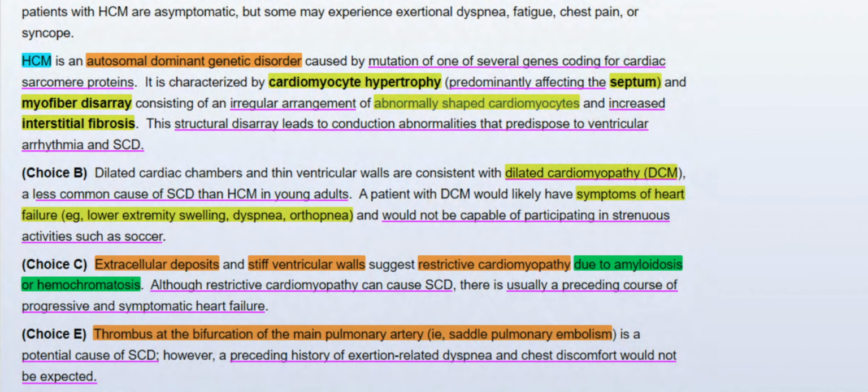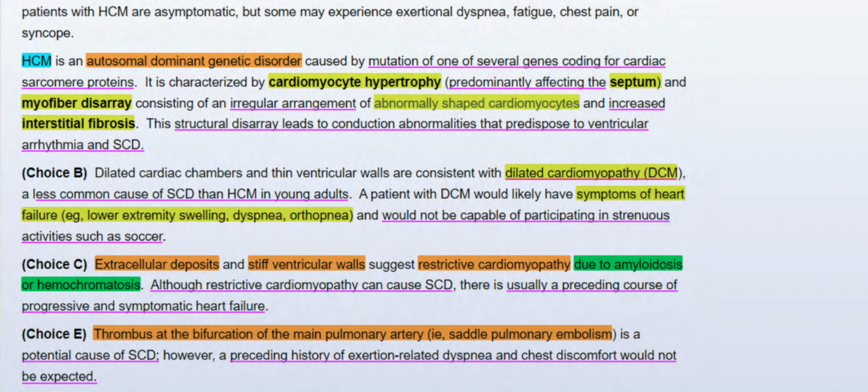Hypertrophic cardiomyopathy is an autosomal dominant genetic disorder, with mutation of one of several genes coding for the cardiac sarcomere. There is cardiomyocyte hypertrophy, predominantly affecting the septum, and myofiber disarray, consisting of irregular arrangement of abnormally shaped cardiomyocytes, with increased interstitial fibrosis. This structural disarray leads to conduction abnormalities that predispose to ventricular arrhythmias and sudden cardiac death.